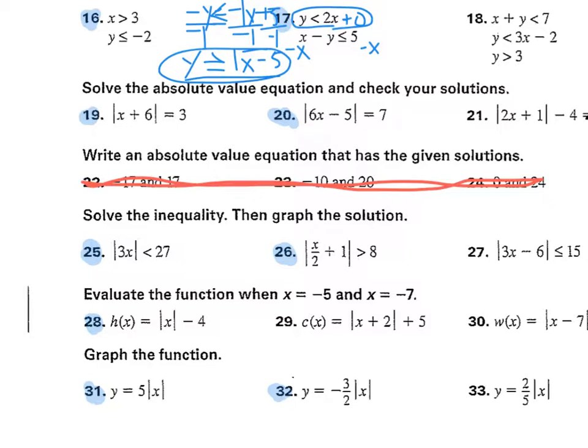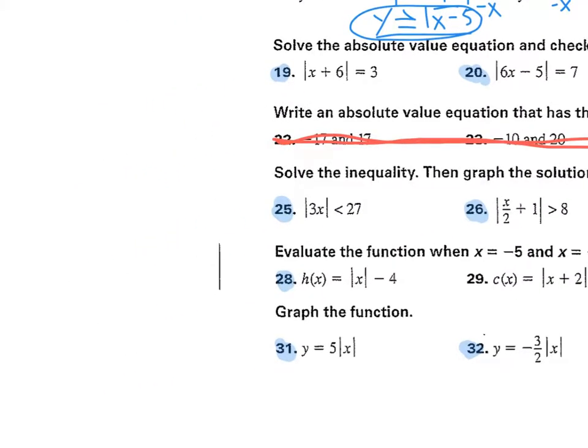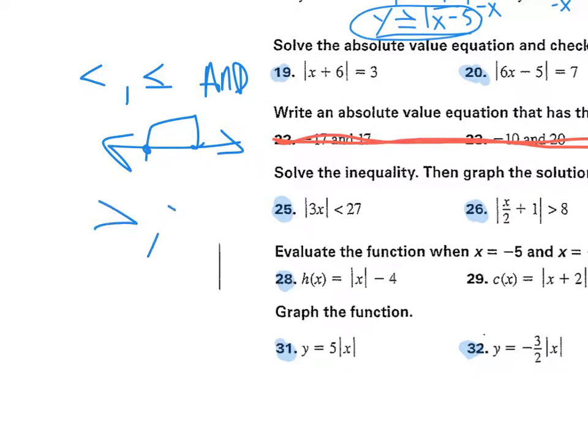Okay, remember, if it's an and, like if it's a less than, this is an and problem. And the graph should come in the middle like that. If it's an or, like greater than or equal to, your graph is going to be like oars on a boat. It's going to go out. And don't forget about your dots, solid or closed dots or open dots.